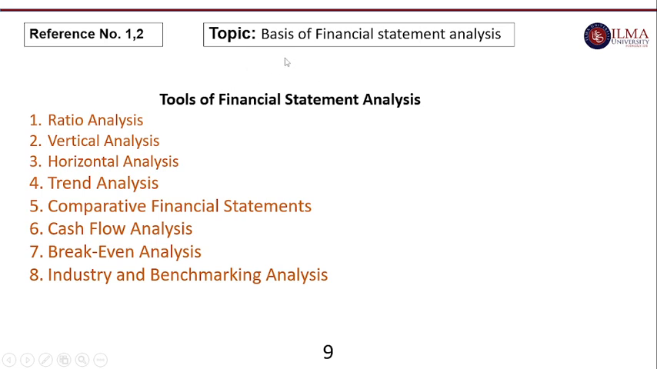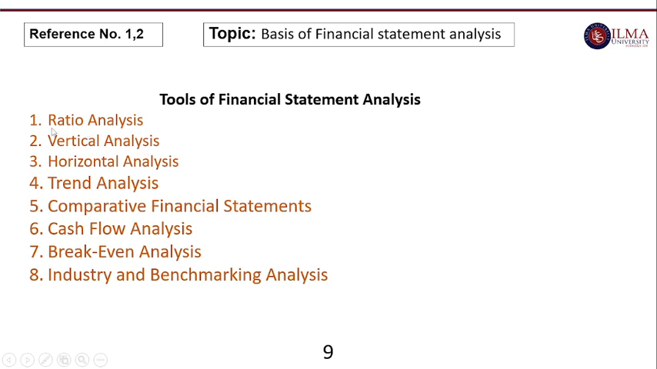Next we are talking about the basis of financial statement analysis, the tools of financial statement analysis. These are a few tools. There are more tools, these are not only 8, but I have written the most important ones. First, we have ratio analysis. Second, vertical analysis. Third, horizontal analysis. Fourth, trend analysis, comparative analysis, comparative financial statements, cash flow analysis, break-even analysis, industry and benchmarking analysis.